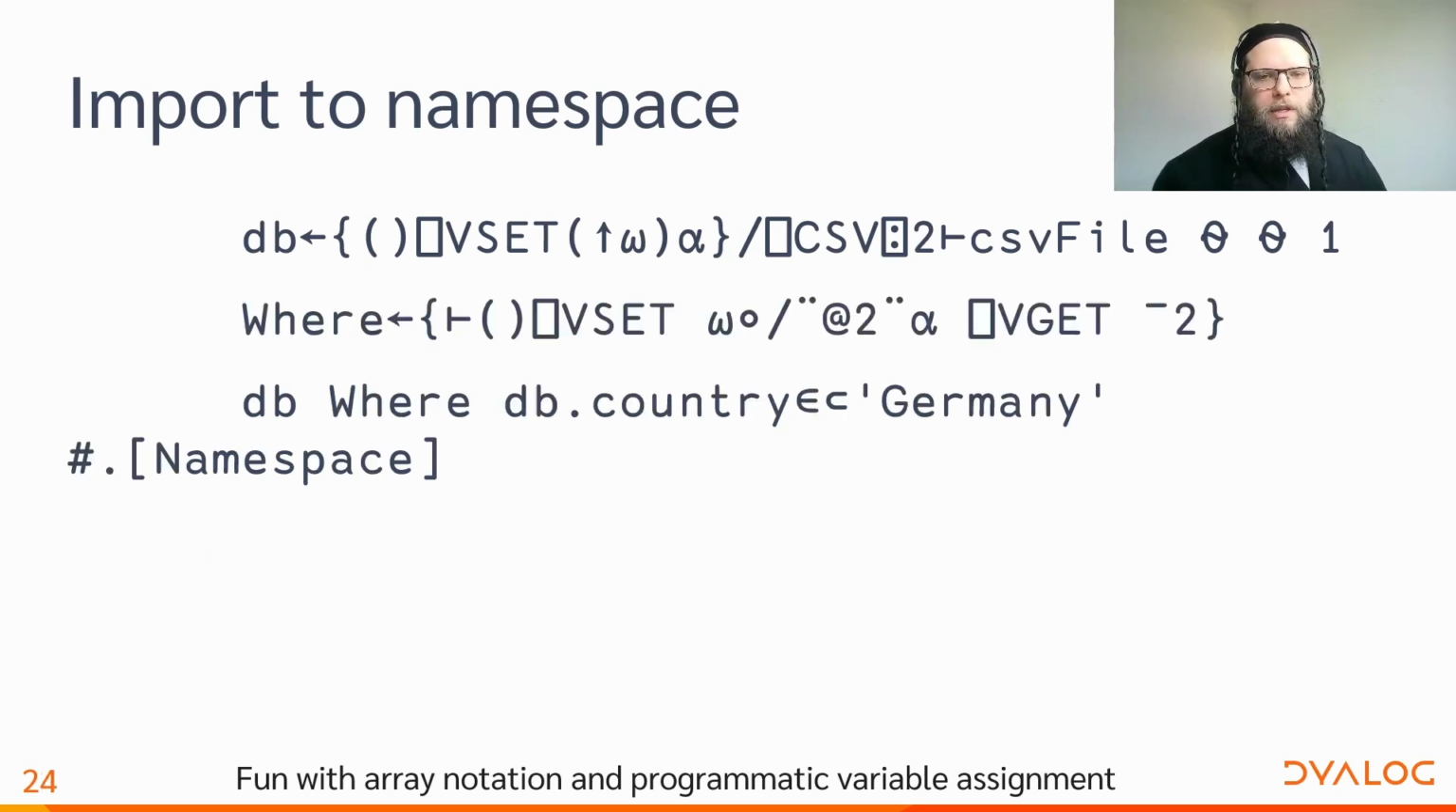We can even create a query function that does things for us. I'll explain a bit how and what's happening here in this where function. First, we are taking a namespace on the left. That's the alpha. Quad VGET -2 gives us name value pairs. Remember that the names are the column names of our table, and the values are vectors, so that means one element per row.